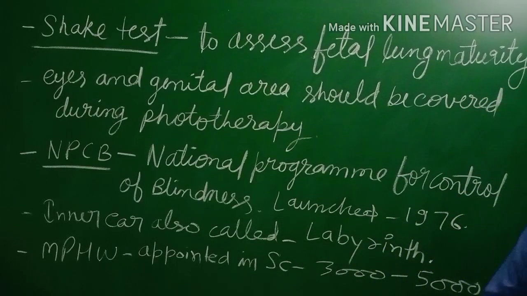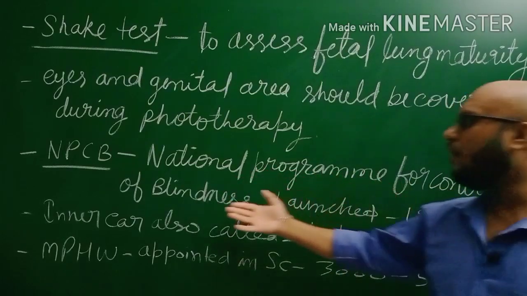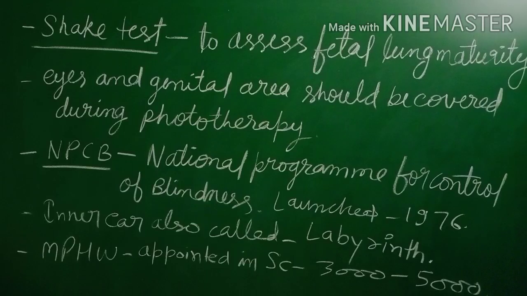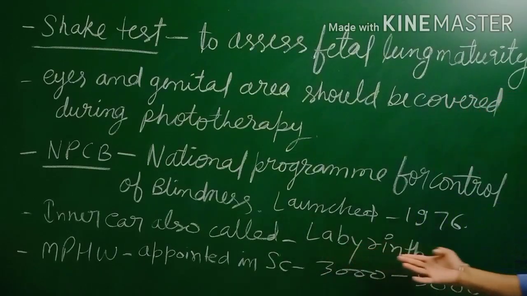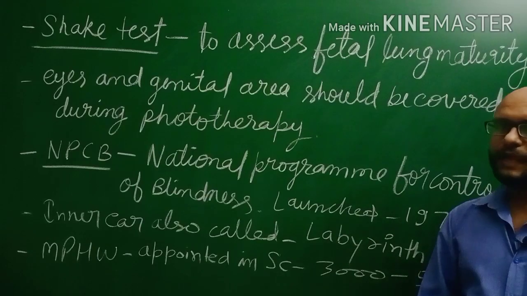NPCB, full form of NPCB is National Program for Control of Blindness. It was launched in the year 1976. Inner ear is also known as labyrinth.